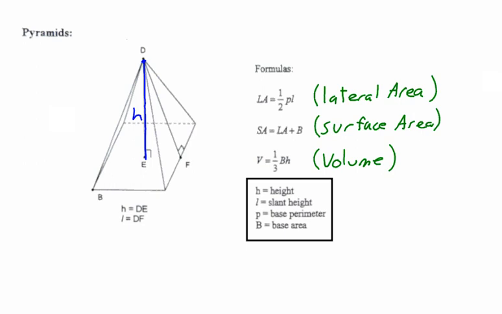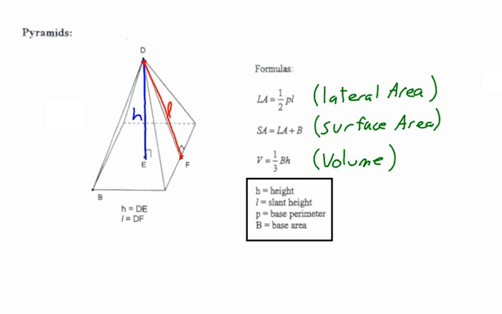Okay? The next one is L, which stands for slant height. Your slant height starts up here at the apex, the top of the pyramid, and it goes down one of the sides of the pyramid. So it's not straight down to the ground, it's slanted. It's basically the length or the height of the triangular side. That's your L, your slant height.